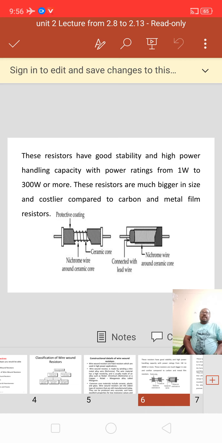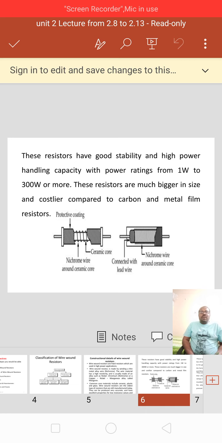Okay, once again I am repeating the above matter. These wire wound resistors have good stability in nature and high power handling capacity. When power is high, wire wound resistors with power ratings from 1 watt to 300 watts or more handle it very well. These resistors are much bigger in size and costlier compared to carbon and metal film resistors.